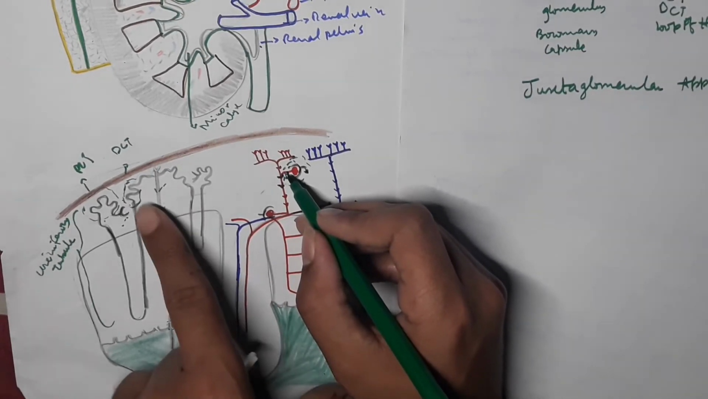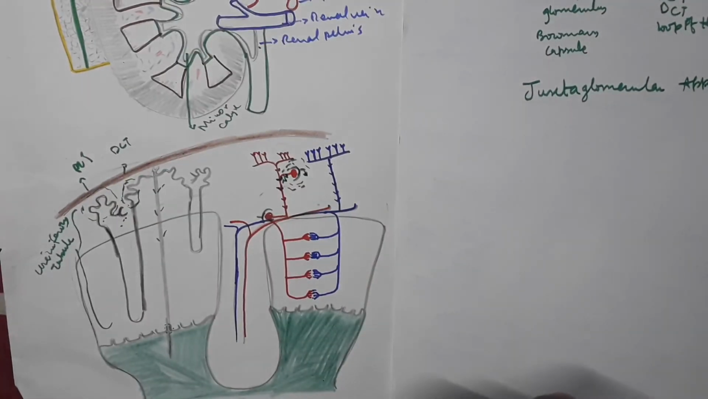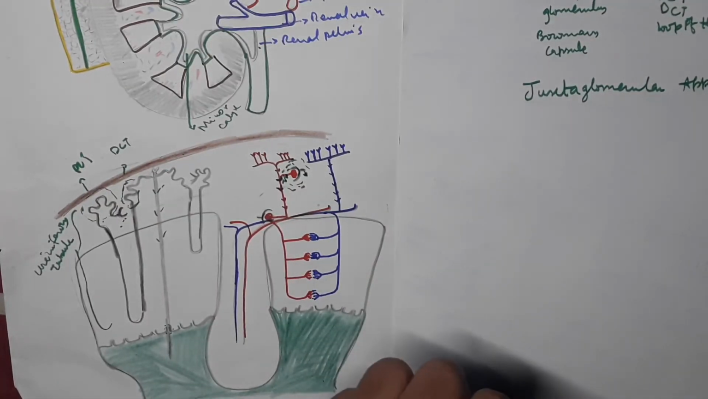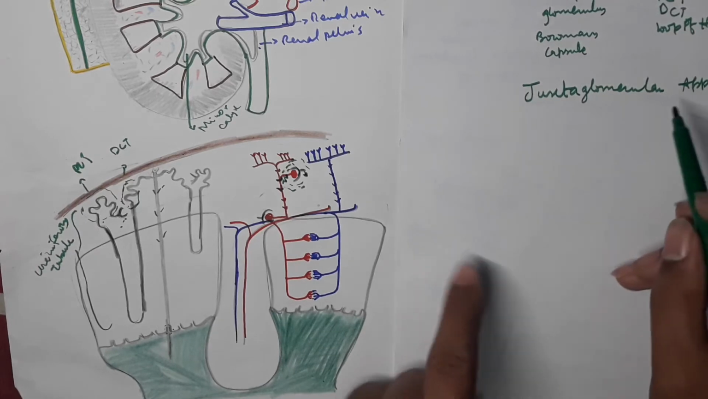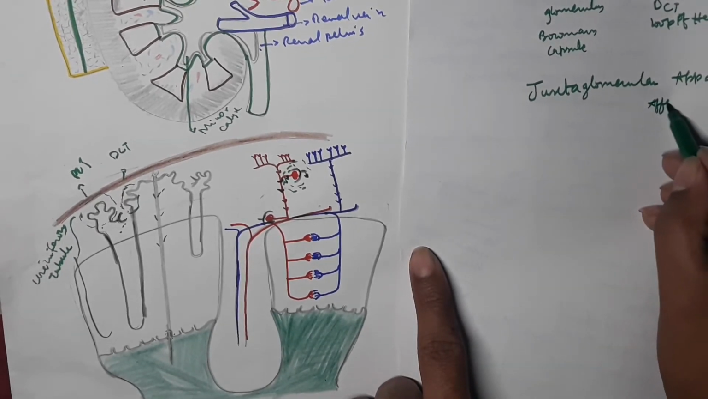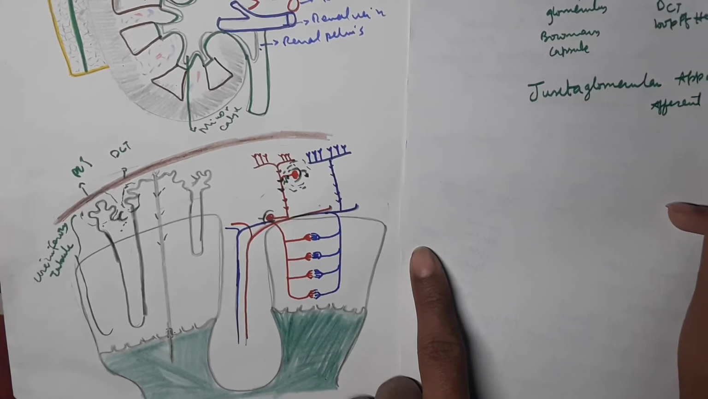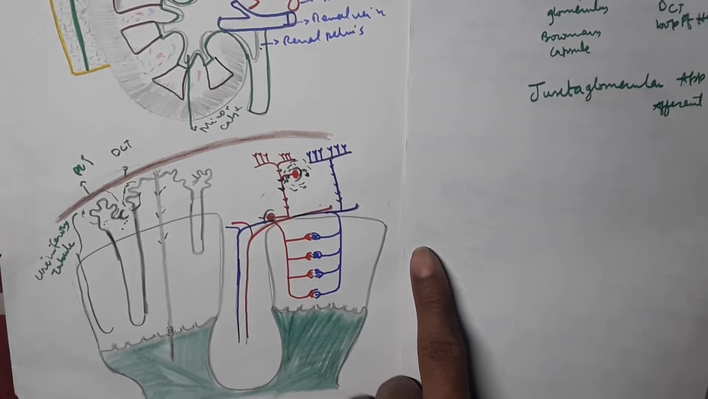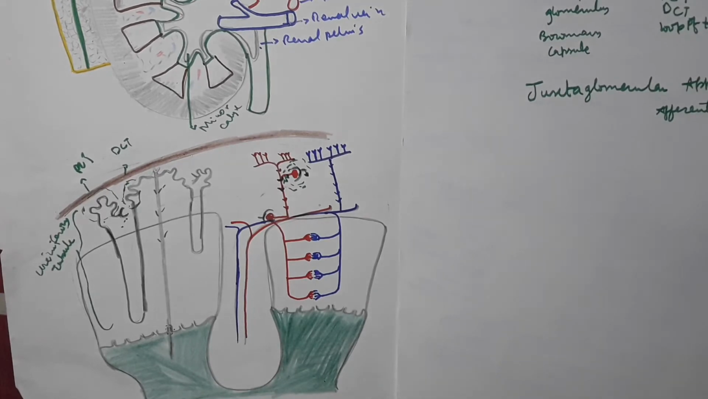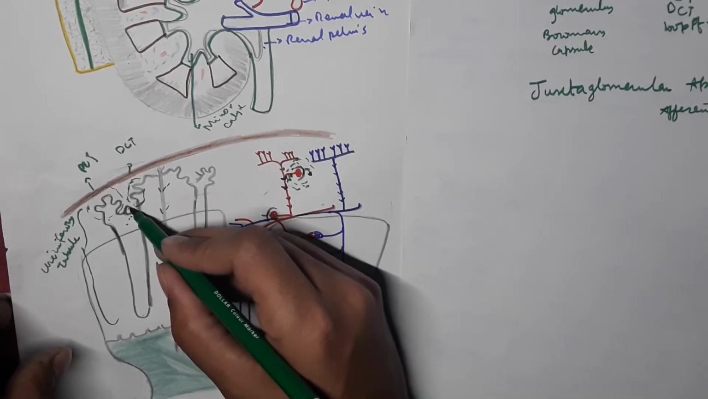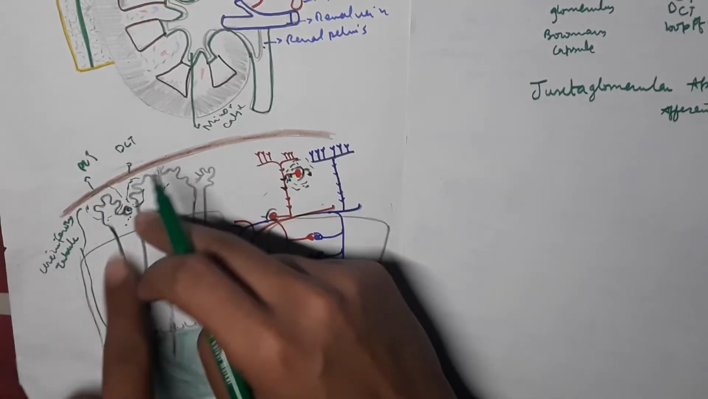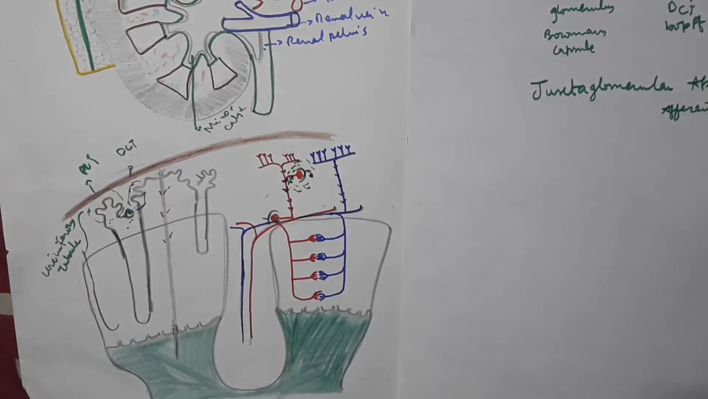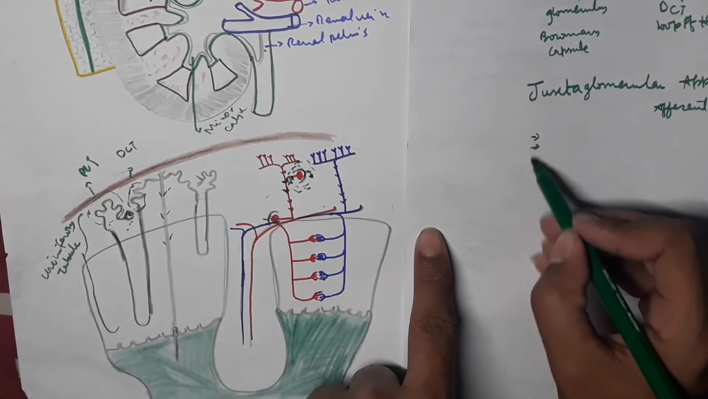So in this pole an apparatus is formed, which is related to the ascending limb and distal convoluted tubule. The juxtaglomerular apparatus is a part which extends from the afferent arteriole towards the distal convoluted tubule. If this is the glomerulus, this whole part up to there, including this arterial system and this nephron, this composite structure is called the juxtaglomerular apparatus. It comprises three structures.